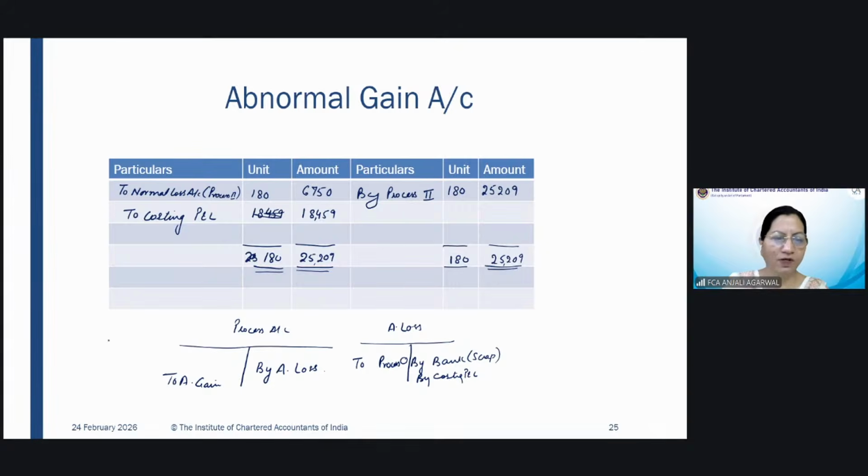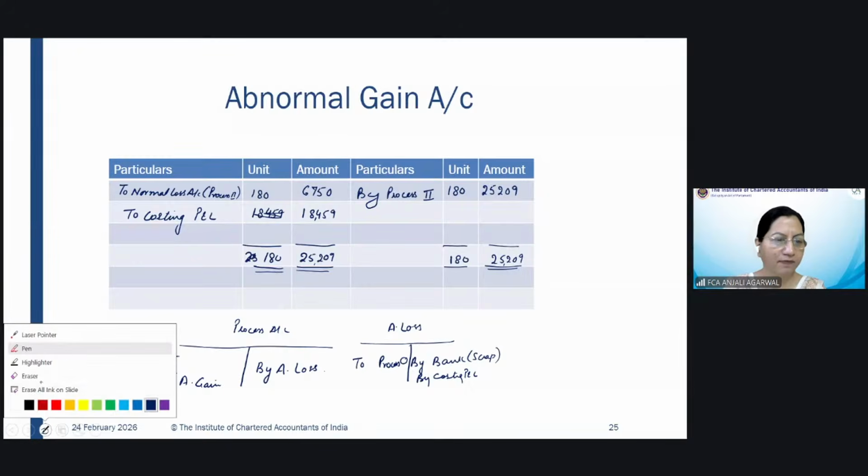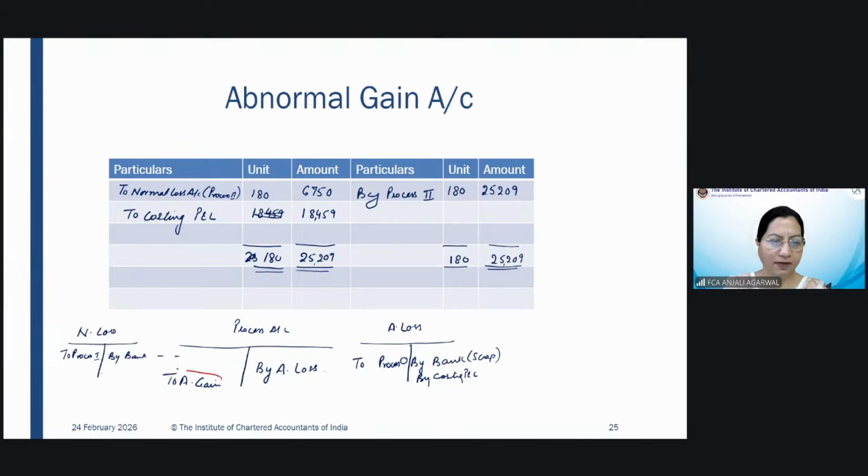But the normal loss account will have absolutely no problem if there is an abnormal loss. So to process 1 and by bank, exactly the same units, same amount. But if there is abnormal gain, it will be on the debit of the process account. Therefore, in the abnormal gain account, you will write by process.